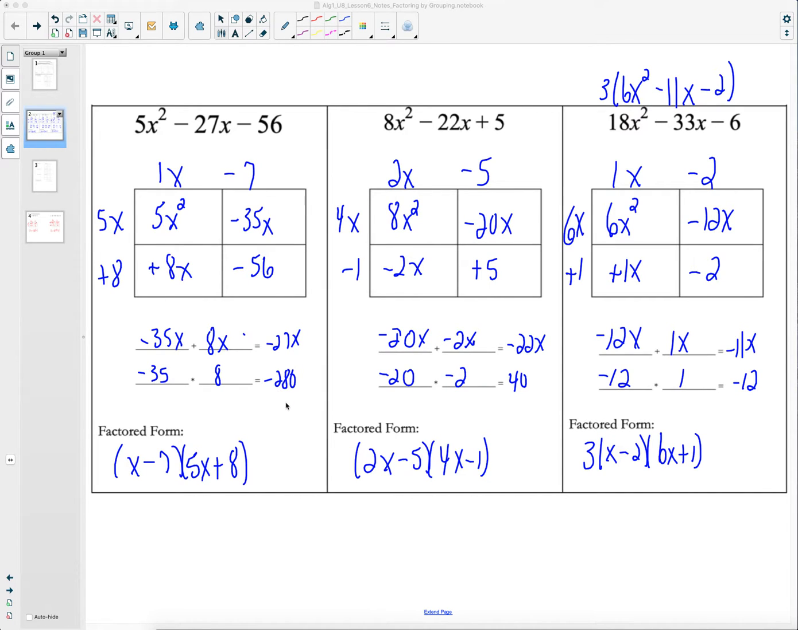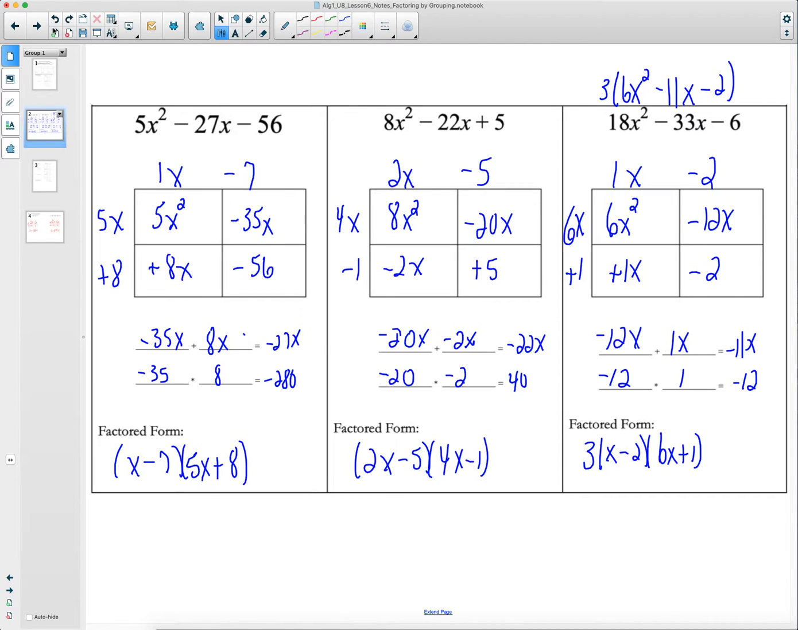If you had a problem with these three examples, it was probably this one because there are a lot of choices to find the factors of 280. The right combination would be negative 35 times 8, which is negative 280. Negative 35x plus 8x is negative 27x. You can see that I've dropped the negative 35x in here, and I've dropped the positive 8x in there.